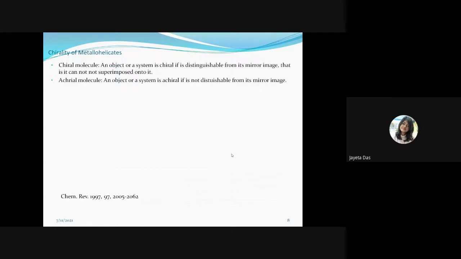So next we'll discuss the chirality of the metallohelicates. We all know what a chiral molecule is. A chiral molecule is an object or a system which is distinguishable from its mirror image and cannot be superimposed onto it. The best example of chirality is basically human hands.